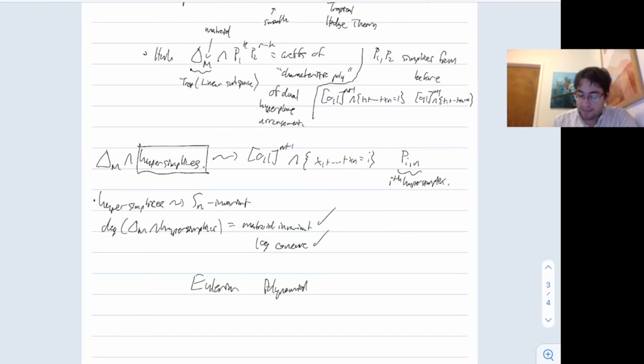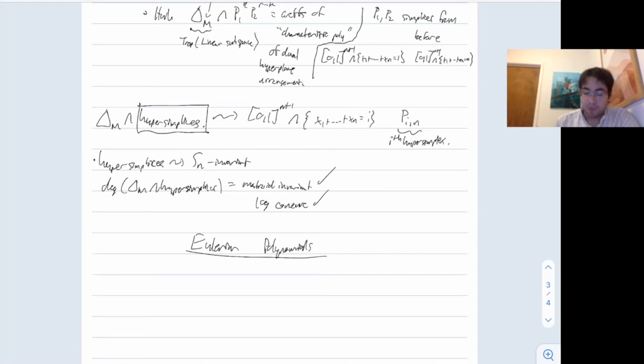Well, to understand them, you have to go through what are called Eulerian polynomials. Eulerian polynomials are polynomials that encode the number of permutations. So let's make a definition. Let's say E_{i,r} equals the number of permutations of S_r with exactly i descents.